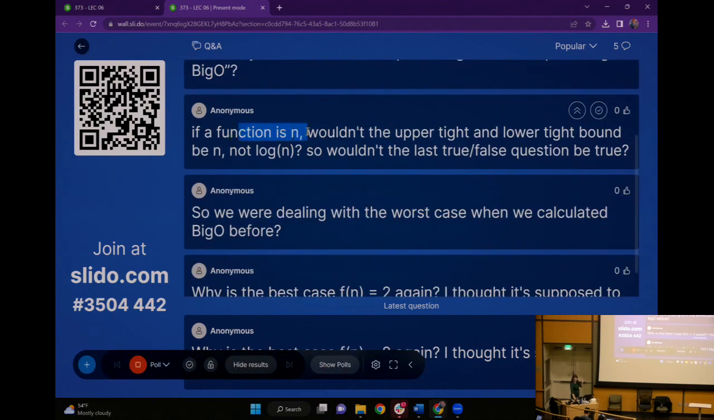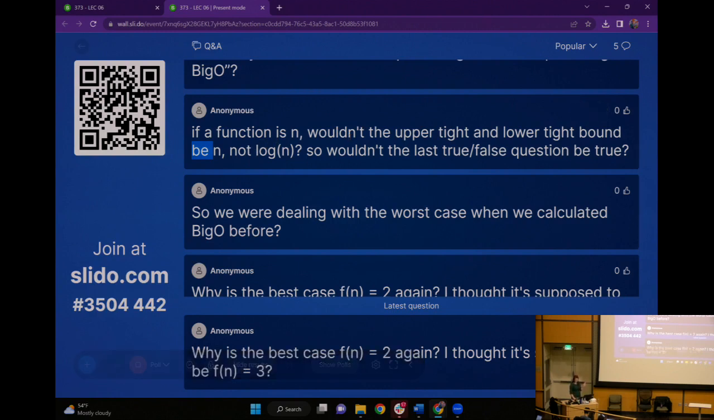Yes, so the function is n. The tight upper and tight lower would be n. That's true. I'm not sure. I probably had some nasty double negative language, and I'm sorry if it confused you.